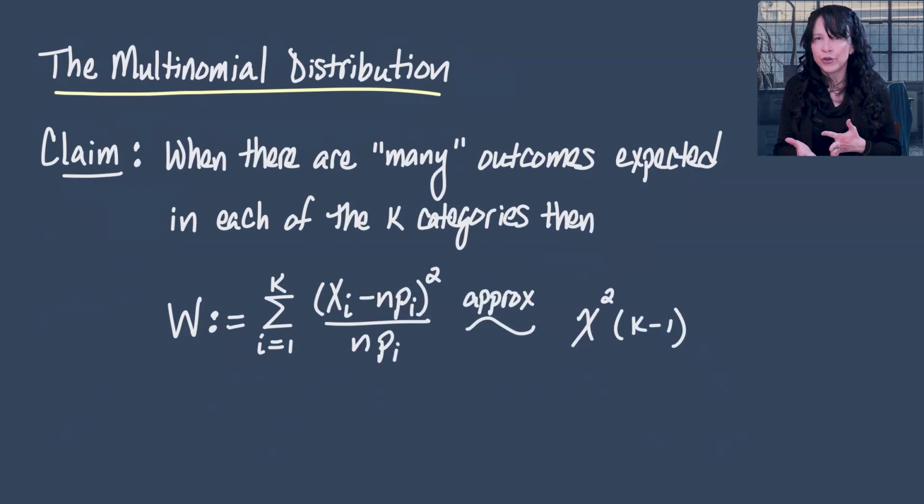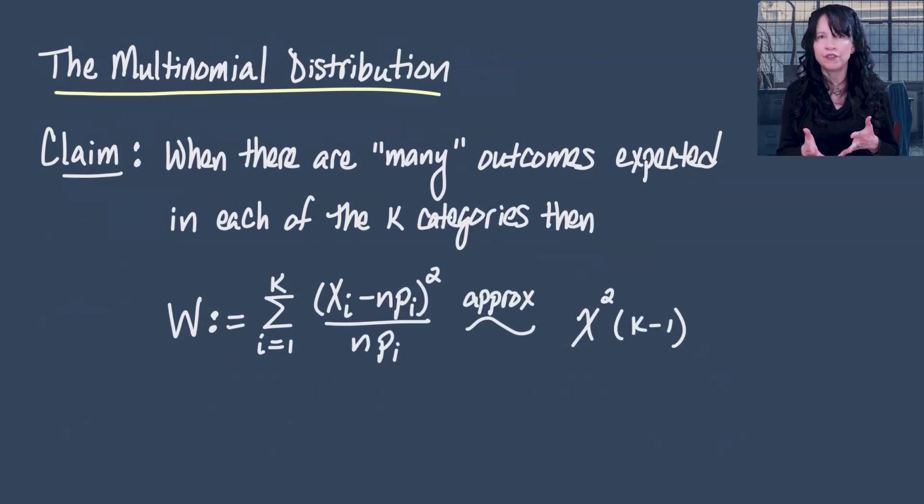There's a little more to consider here because the individual chi-squareds are not independent, because there's quite a relationship going on between each of these terms in the sum, especially because all of the capital X's have to sum to n. So there's a little more going on than that, but that's the basic idea. And I'm not going to prove this claim here because this is not a math stat course.